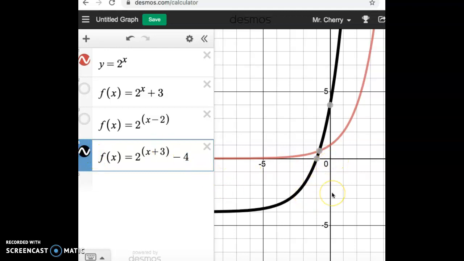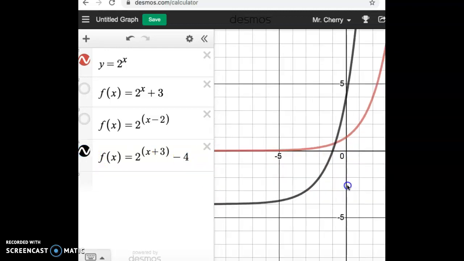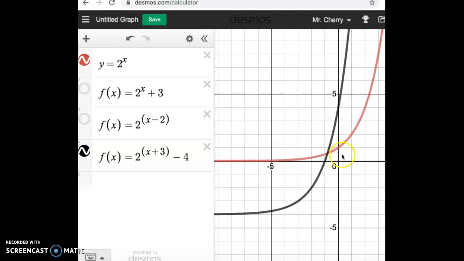All right, it's very hard to see, so let me zoom out a little bit. But we can kind of see. Let's see, if we take this point, we have to go left 3, 1, 2, 3, and down 4, 1, 2, 3, 4, and that puts me to the same spot on this black curve.